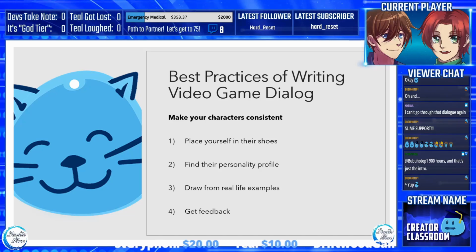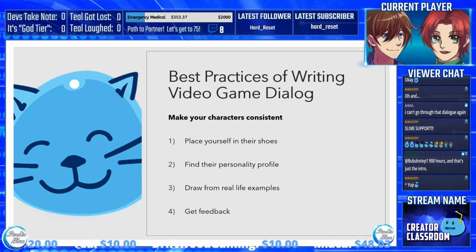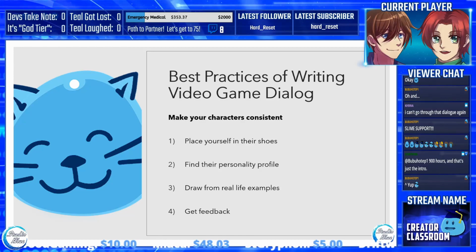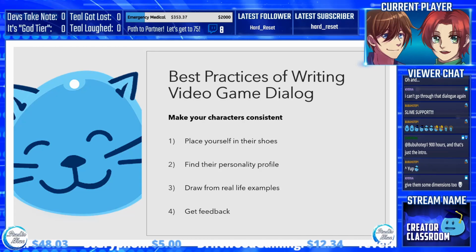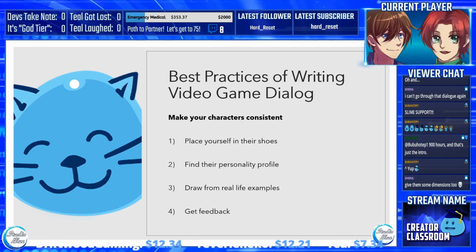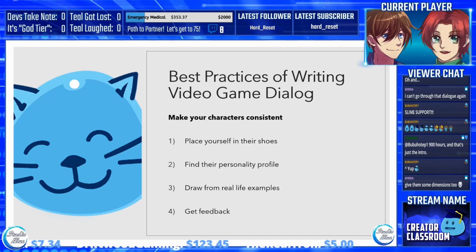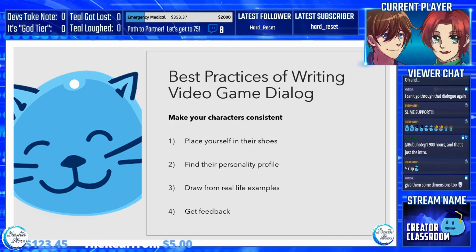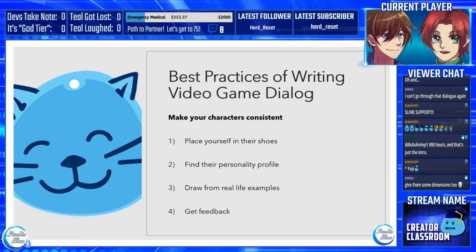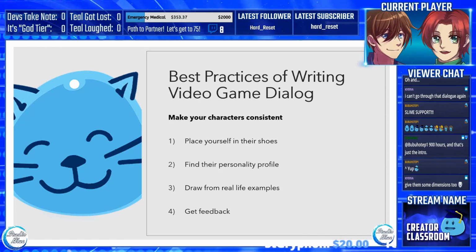Another thing you can do is find their personality profile. I've actually done this. You can go online and use a Myers-Briggs or the OEM website. Finding personality, hell, even astrology. But get an idea of what type of personality they are, and stick with it. Is this person, for example, an introverted thinking perceiver, the Myers-Briggs? Or are they an extroverted feeling judging?